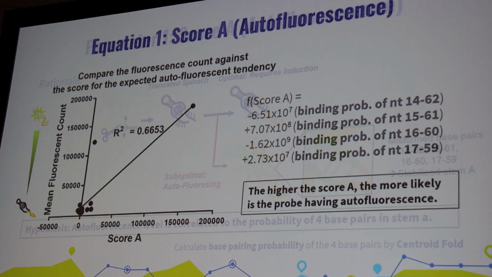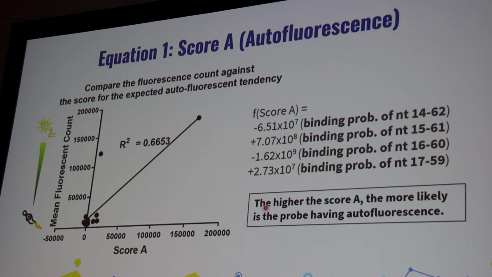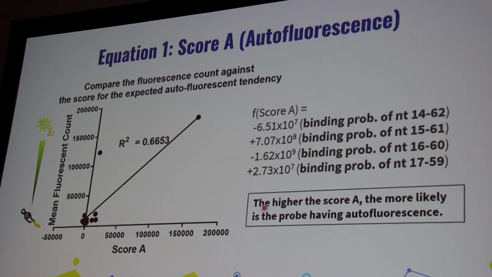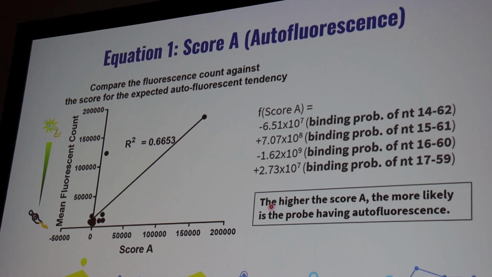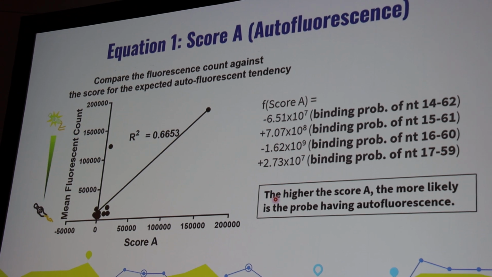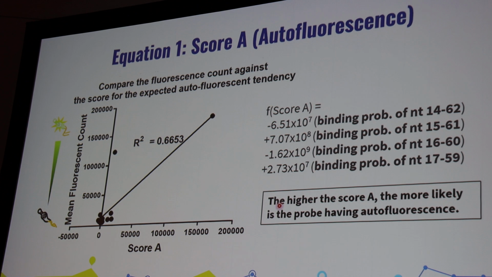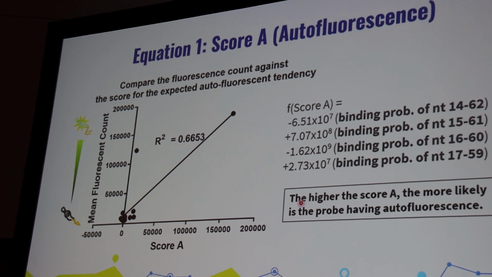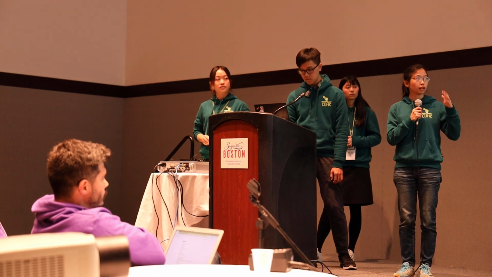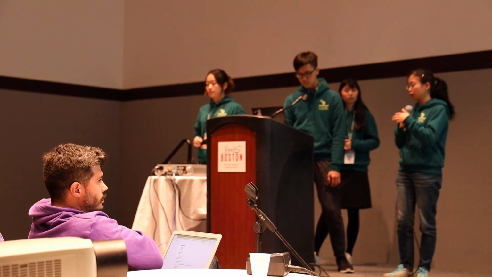So we try to calculate this probability by a bioinformatic program, and conduct linear regression for these multiple variables. We expect that the higher the score A, the more likely the probe is to have autofluorescence. So we can eliminate or reduce some of those candidates that are expected to have high score A.